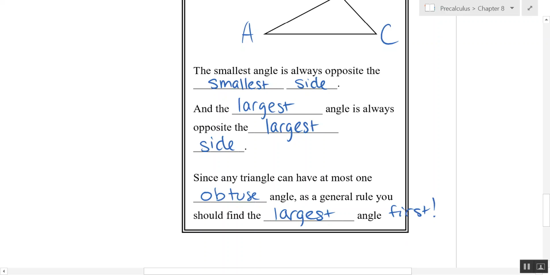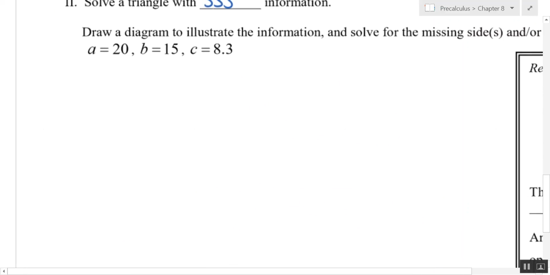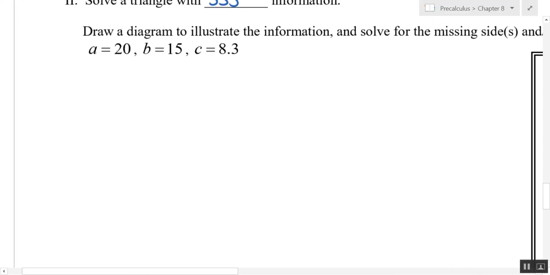So please make sure that it is always the first one that you find. It's going to make everything a whole lot easier. Let's take a look at the example that they've given us. It says draw a diagram to illustrate the information and solve for the missing sides. And we'll draw a triangle.